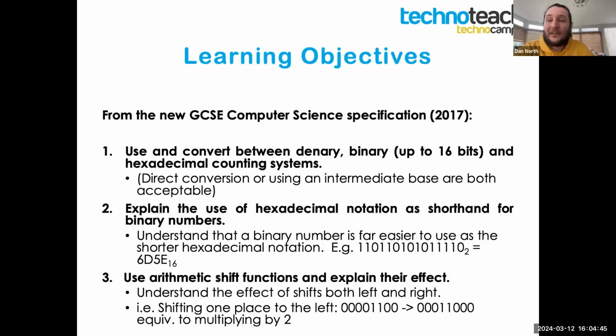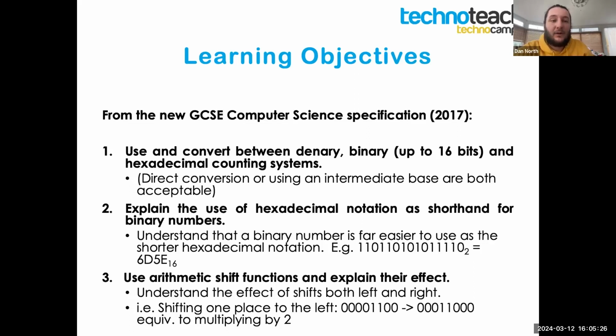However, from the current GCSE spec, we are going to learn how to use and convert between denary, binary, and hexadecimal counting systems. We're not going to go too complicated with binary. The spec only asks you to be able to do it up to 16 bits. The reason it asks you up to 16 bits is important, as we'll get to during this session. So we're going to learn how to do direct conversion of these bases and using intermediary bases as well. However, that part may fall into next week's session.